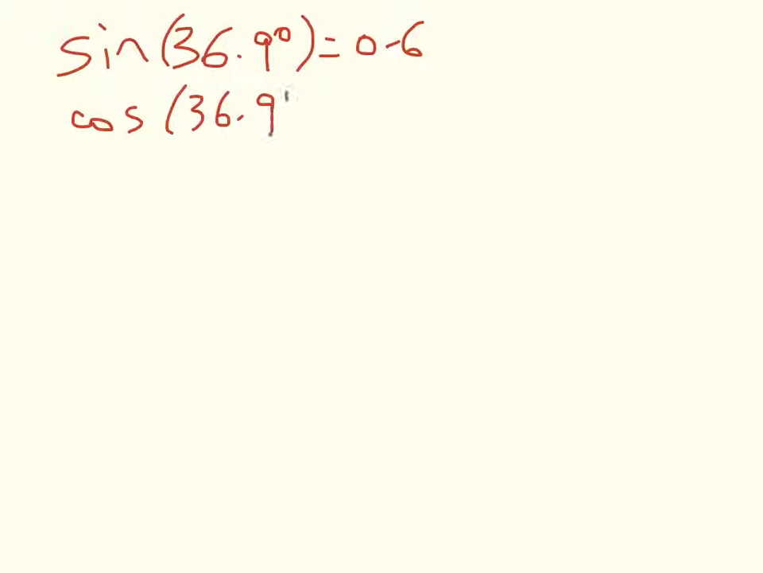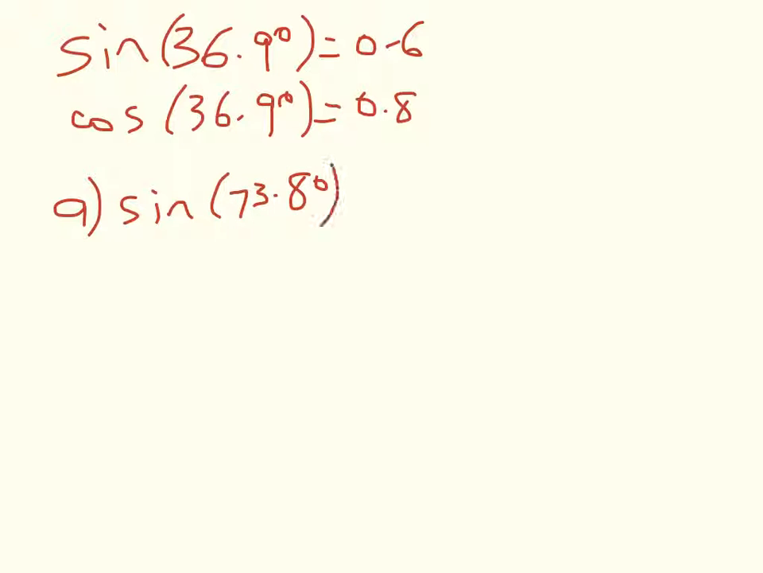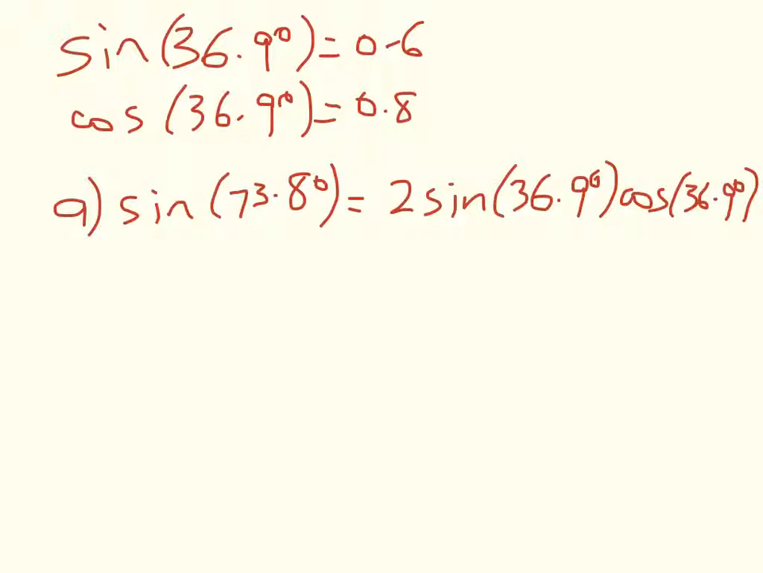Okay, there are 3 parts to this. They're all the same kind of idea. We're given the sine of some random angle. Sine of 36.9 degrees is 0.6, and we're told the cosine of that angle, 36.9, is 0.8. And from that, the first thing we're asked to find out is the sine of 73.8 degrees. So using sine of 2 theta, that will be 2 sine 36.9 cos 36.9. So that equals 2 times 0.6 times 0.8, which is 0.96.